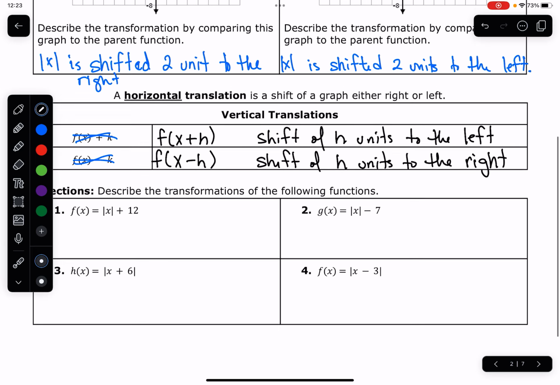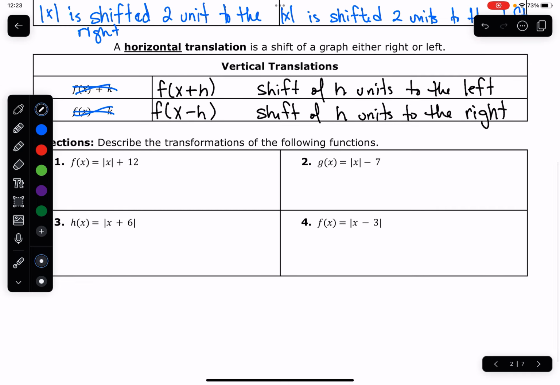So let's see if we have this. Pause the video and determine what these numbers are going to do to the function. And then when you're done, unpause it and check your answers. So let's check your answers.